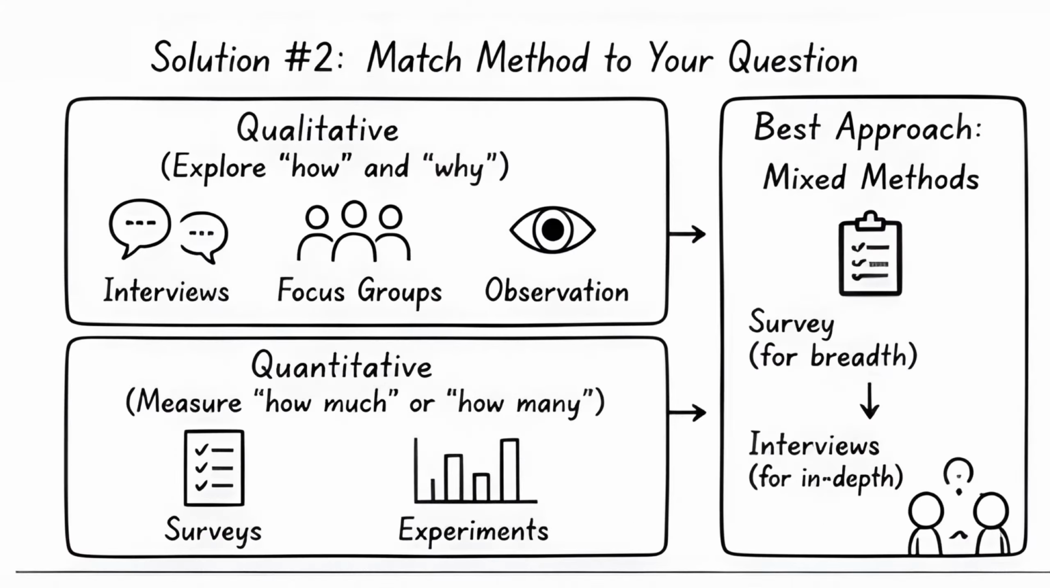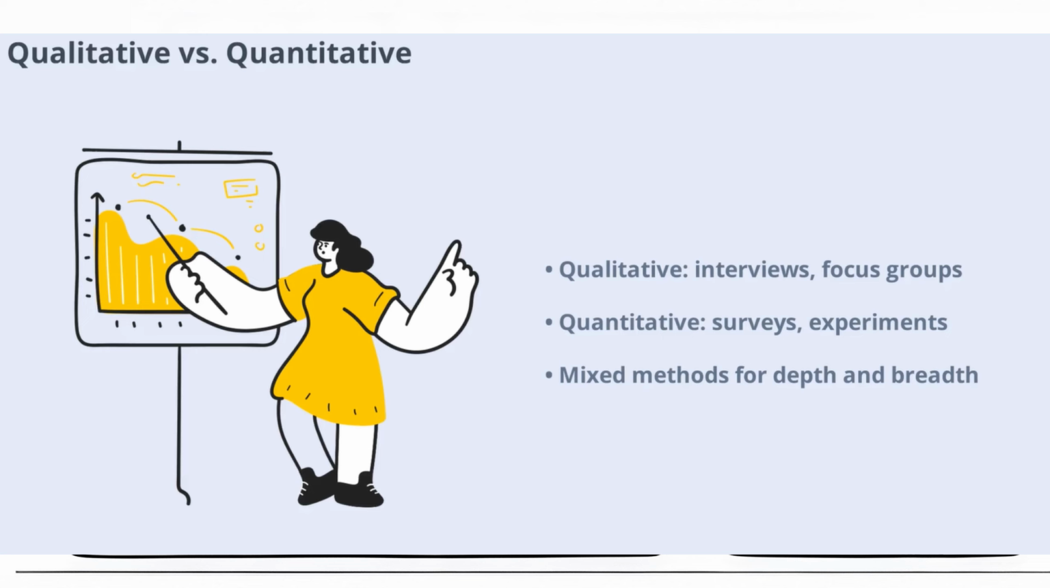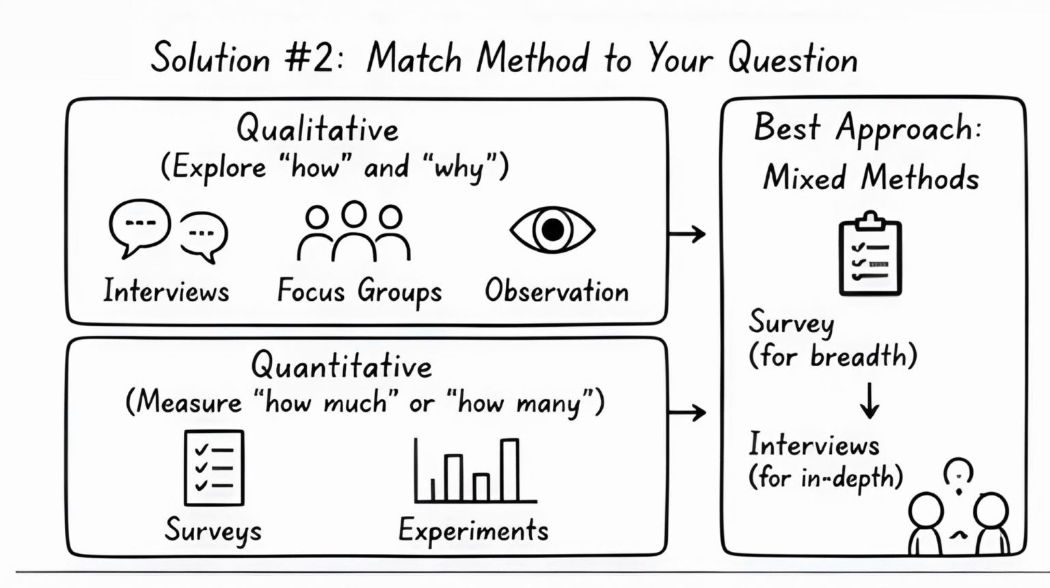So the obvious solution is to match your method to your question. In terms of qualitative questions, look for descriptive data: interviews, focus groups, and observation. For quantitative questions, collect numerical data, use surveys, and you can even do experiments. And also sometimes the best approach is mixed methods. You can probably start with a survey for breadth, then follow up with interviews for in-depth knowledge.